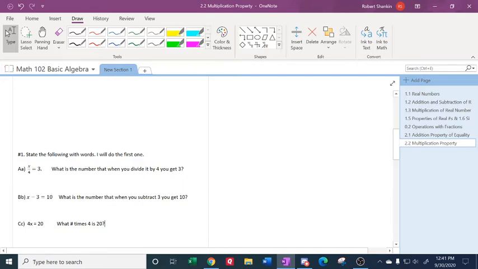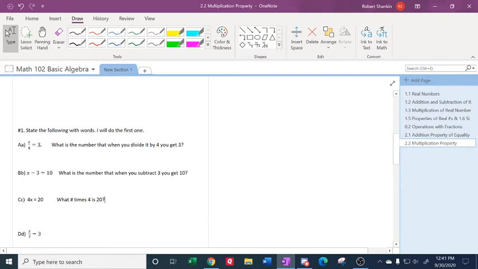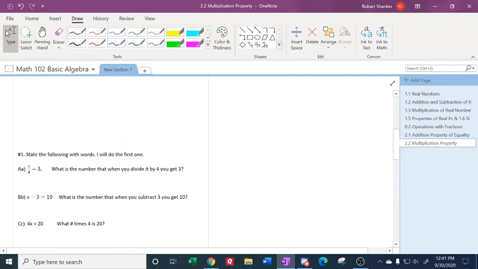When you write these out with words, the answer kind of jumps out at you. Let's go back to the first one. What's the number when you divide by 4? You get 3. Oh, it's 12. What's the number when you subtract 3? You get 10. It's 13. And so the original algebraists would write out the sentence and then write out the answer. What number times 4 is 20? Well, it's got to be 5.